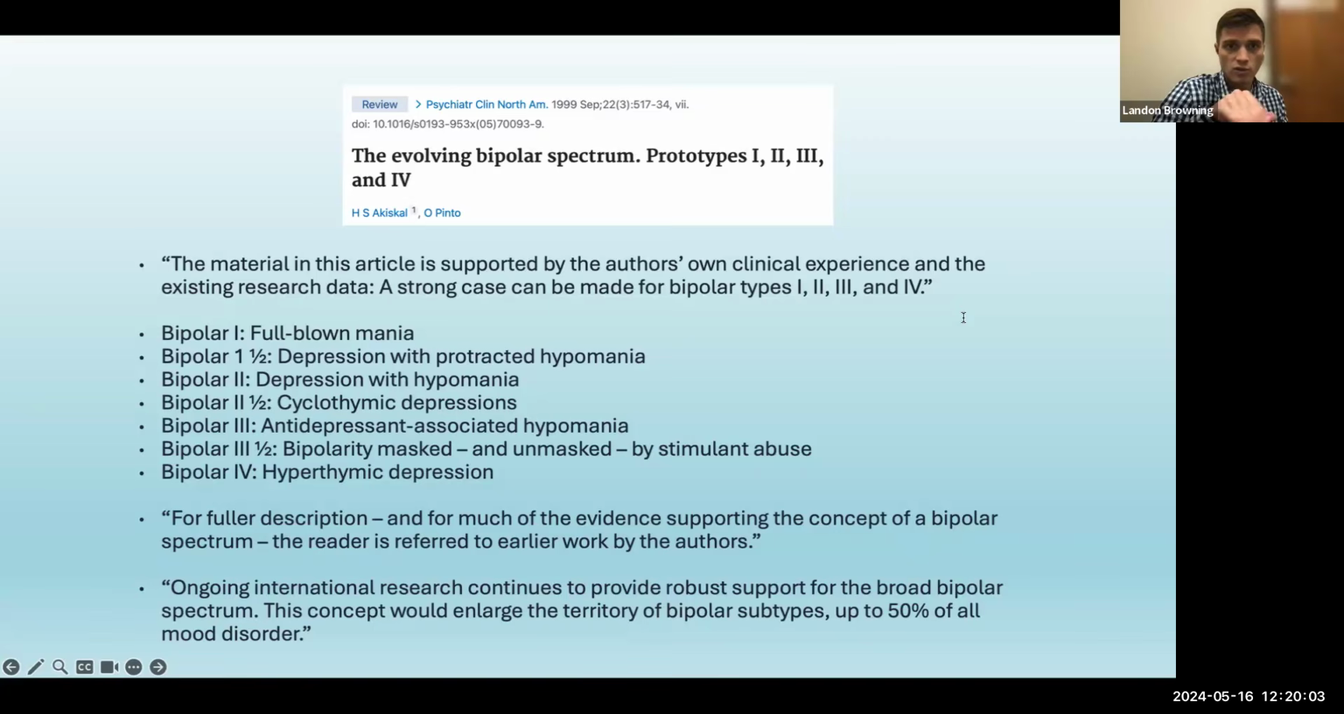The Evolving Bipolar Spectrum: Prototypes 1, 2, 3, and 4 says the material in this article is supported by the author's own clinical experience and the existing research data. A strong case can be made for bipolar types 1, 2, 3, and 4. And then he has 1.5, 2.5, and 3.5. So I will let you all read that at your own leisure. And kind of cites his previous work as grounds for these theories. Says ongoing international research continues to provide robust support for the broad bipolar spectrum. This concept would enlarge the territory of bipolar subtypes up to 50% of all mood disorder.